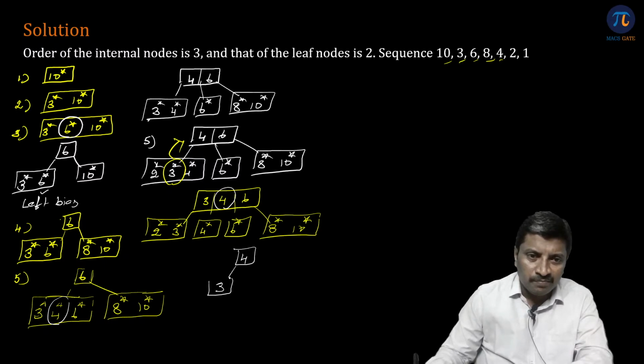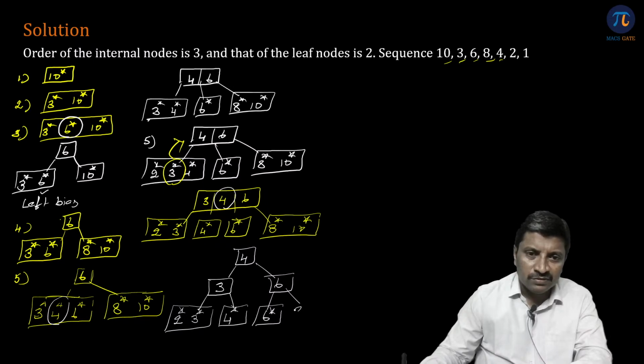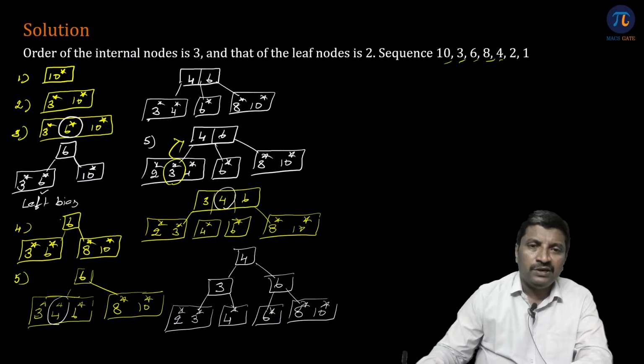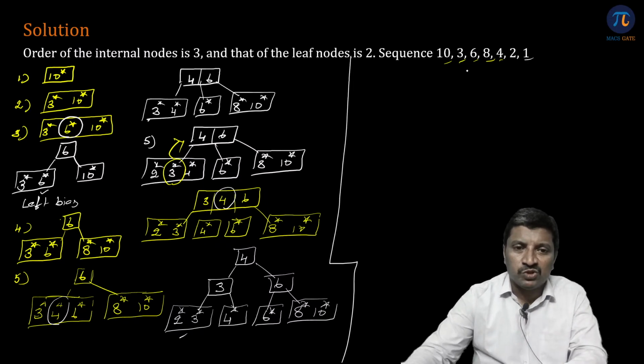So 3, 6. Then to the left of 3, I have 2*, 3*. To the right, I have 4*. To the left, I have 6*. Then you have 8*, 10*. The last value is 1, sir. Please observe the 1 will come to the leftmost node.